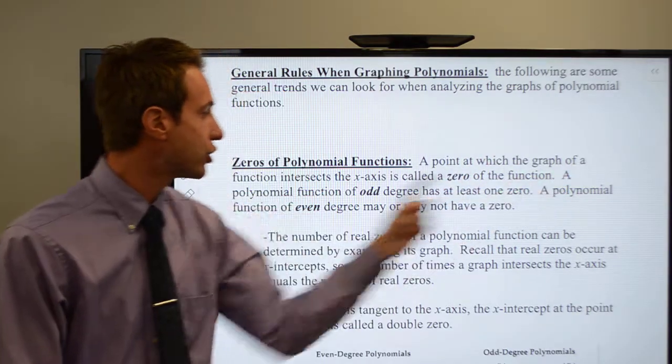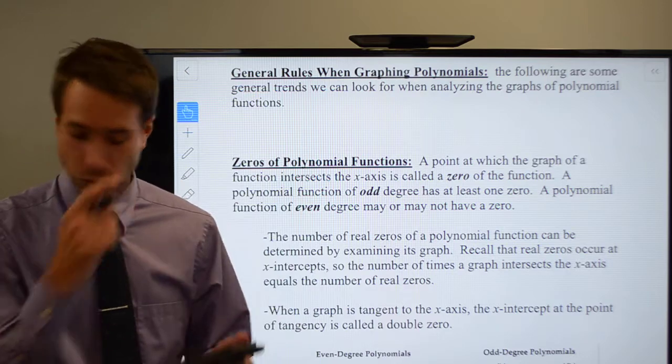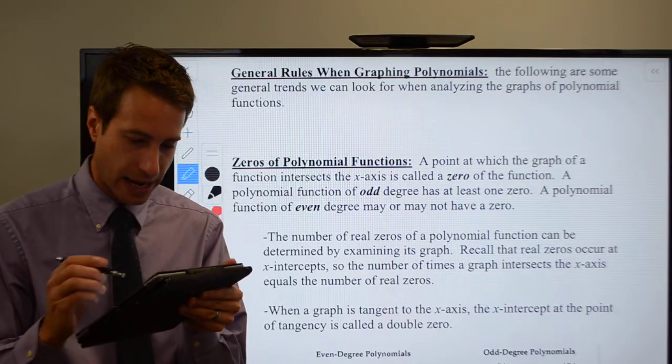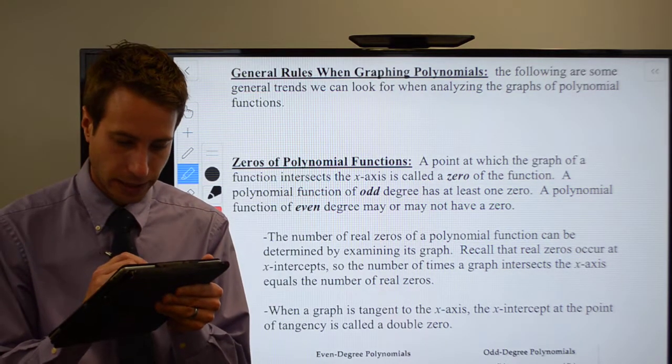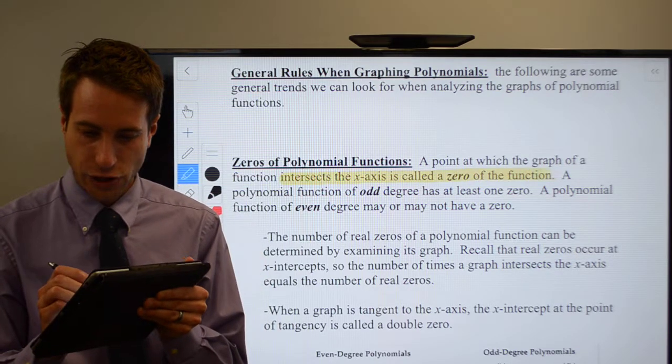It is a point at which the graph of the function intersects the x-axis. This is what we call a zero. Let me go ahead and highlight it for you. Intersects the x-axis is called a zero of the function.